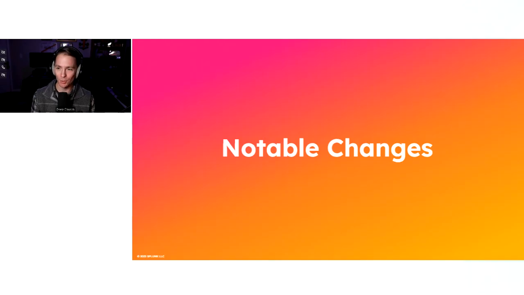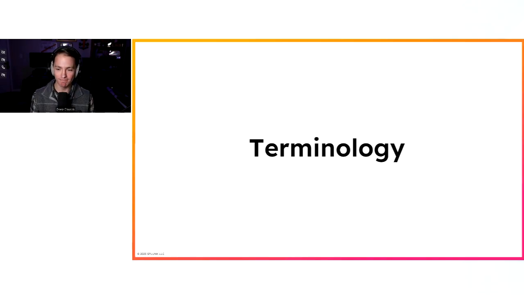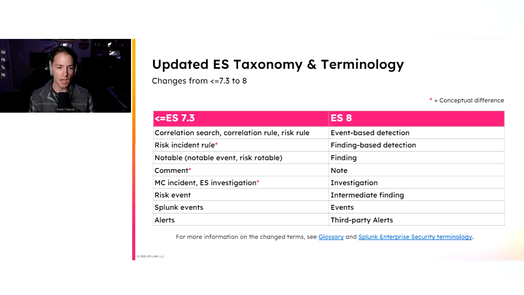First up, those notable changes and our terminology. You are probably, as practitioners and users of Enterprise Security, very familiar with things like correlation searches, correlations, risk incident rule, notable, all of this stuff. Those are the words that we've been using in Enterprise Security 7 and many previous versions for a very long time. As a part of the build out of Enterprise Security 8 and talking with our customers and our partners, this desire for a common taxonomy really became apparent.